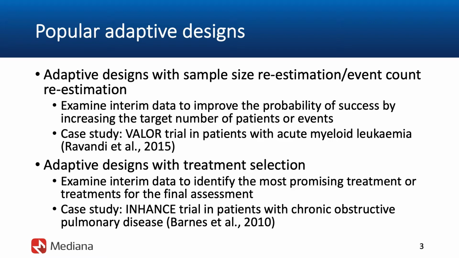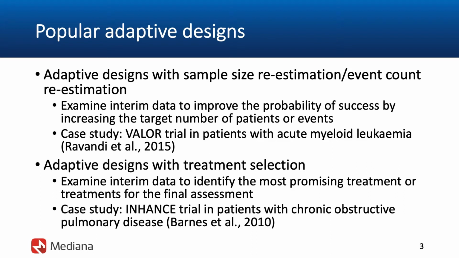We will first take a closer look at adaptive designs that support sample size re-estimation or event count re-estimation if this happens to be an event-driven design. The main idea behind this particular type of adaptive designs is that the interim data are examined, and the interim data could be potentially used to improve the overall probability of success in the trial by increasing the target number of patients or events in the trial.